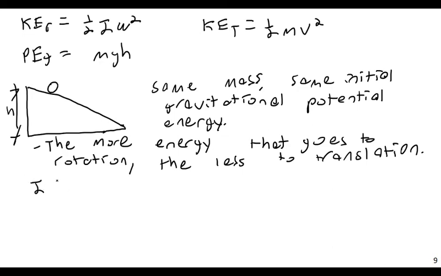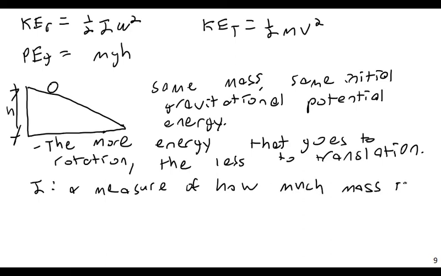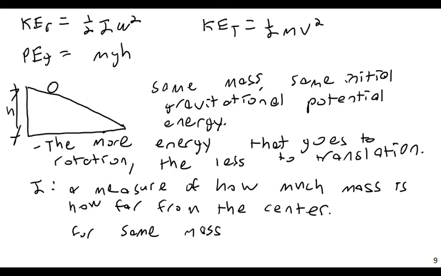I is basically the integral of mr squared, right? Remember that? I is the integral of mr squared. But another way to think of this is, conceptually, I think of I as a measure of how much stuff, or matter, or mass is how far from the center. In other words, for the same mass, with the same outer diameter, the I for a ring must be greater than the I for a circle, right?